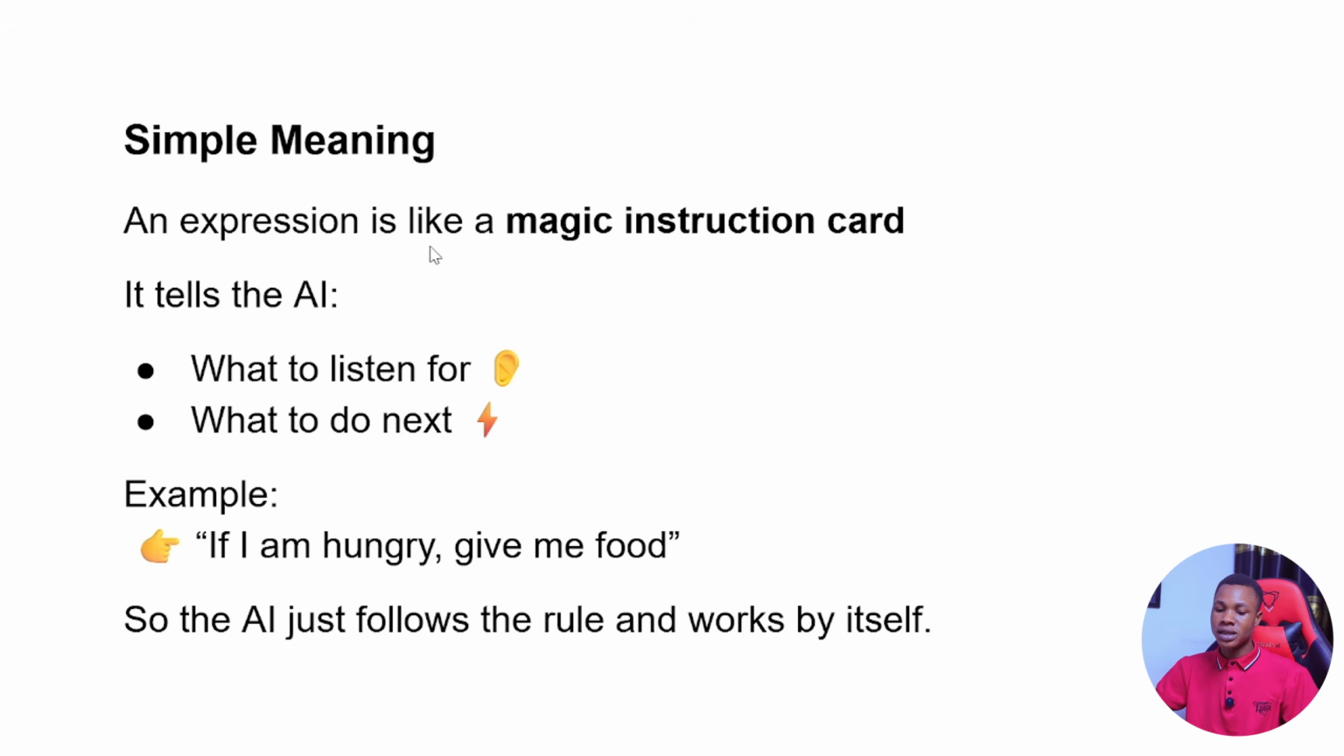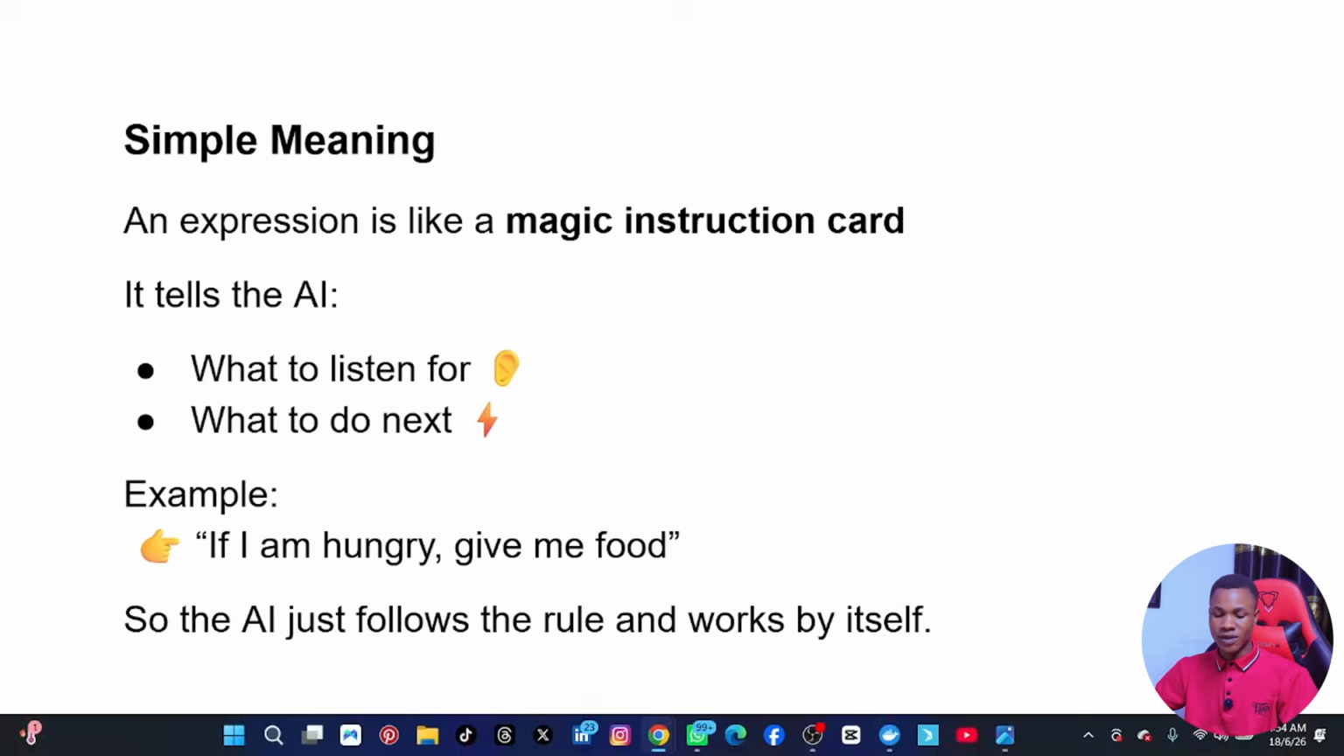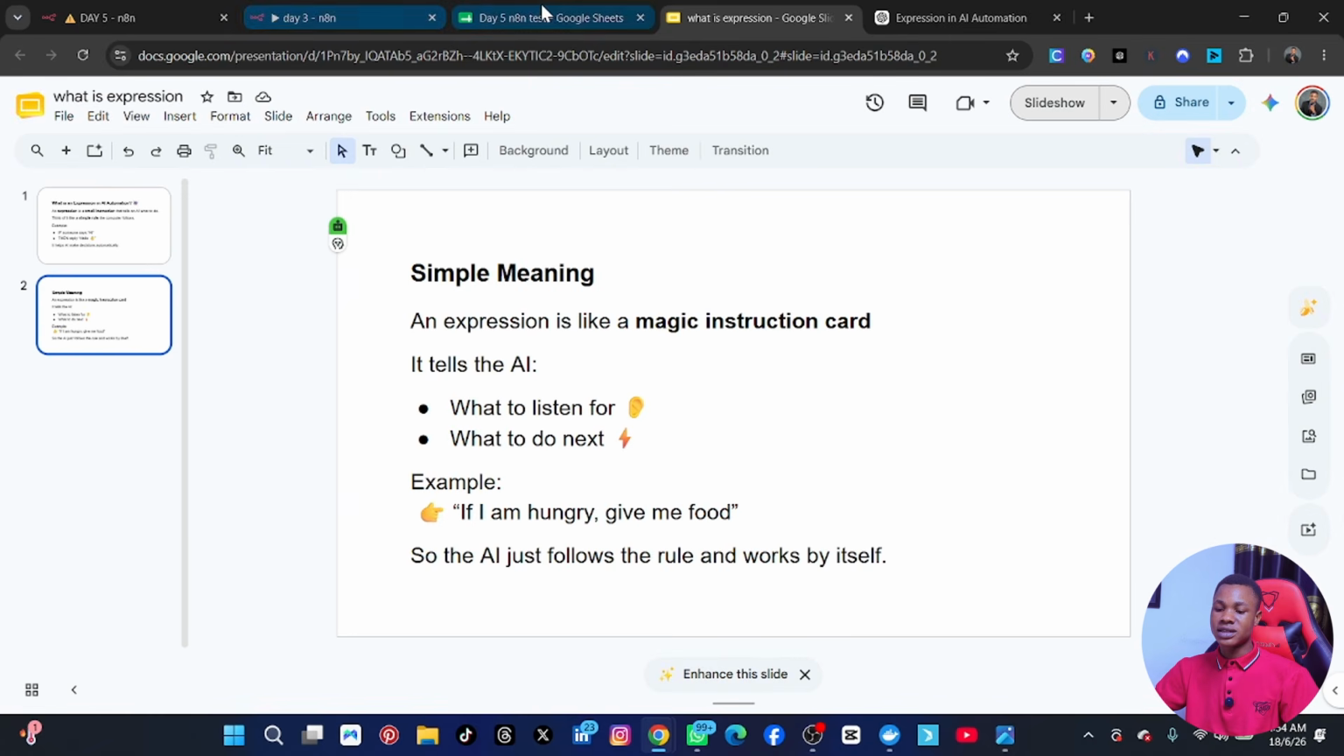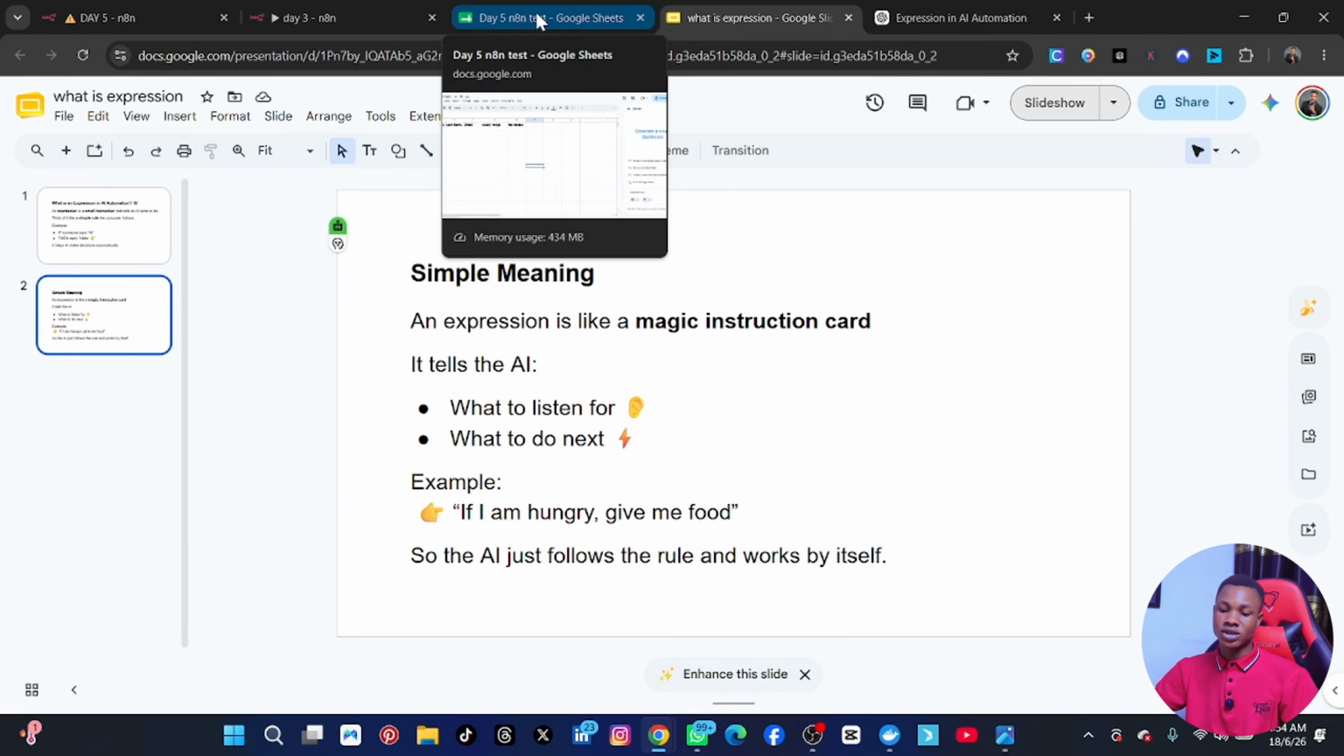So in simple meaning, an expression is like a magic instruction card that tells the AI what to listen for and what to do. If I'm hungry, give me food. Is that okay? So if I tell my AI I'm hungry, the AI is supposed to give me food. Why? Because I already told the AI that if somebody comes and says I'm hungry, you should give the person food. Is that okay? So that's a simple explanation for that.